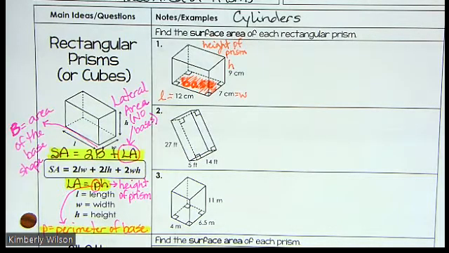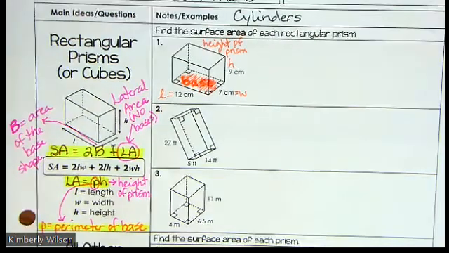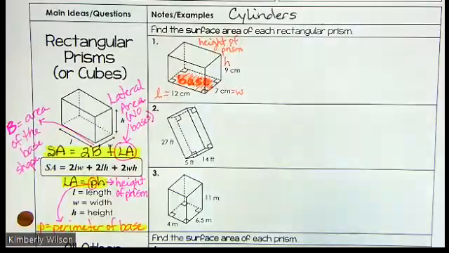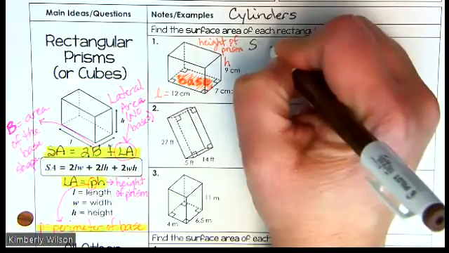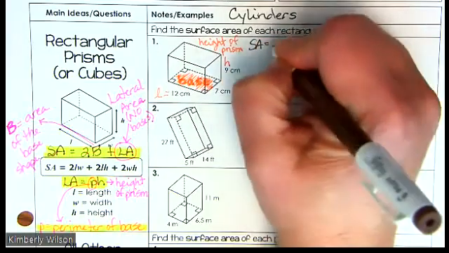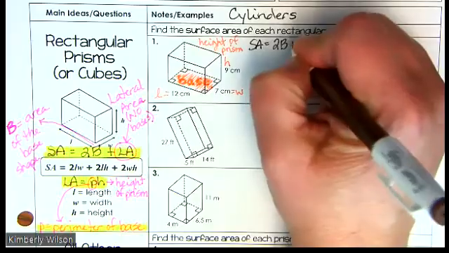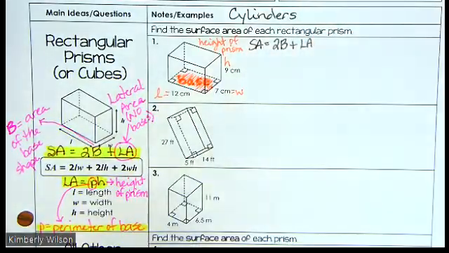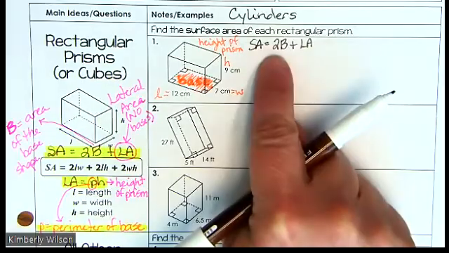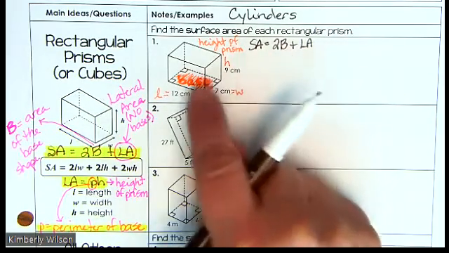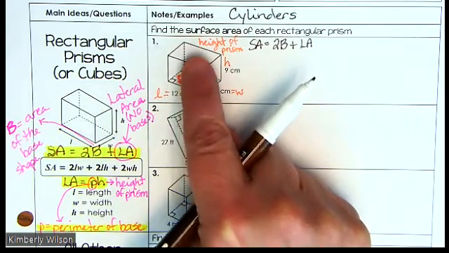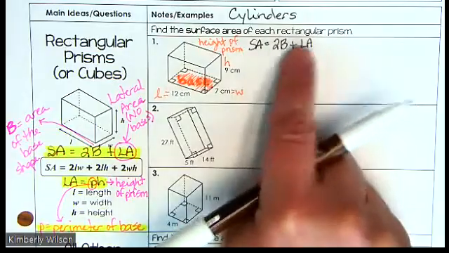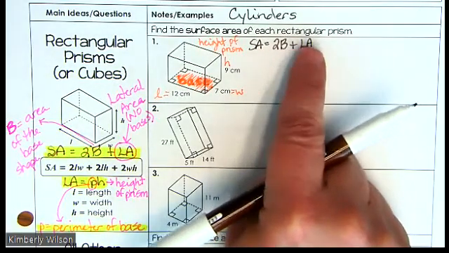Now that I have things labeled, okay, now we can go on. And we always start with formulas. So I'm going to have SA equals 2B plus the lateral area. Now, you might be saying, why 2B? Well, remember, on a prism, there's two bases. And for this problem, the bottom and the top are the two bases. That's why we have 2B. And then we have the lateral area.